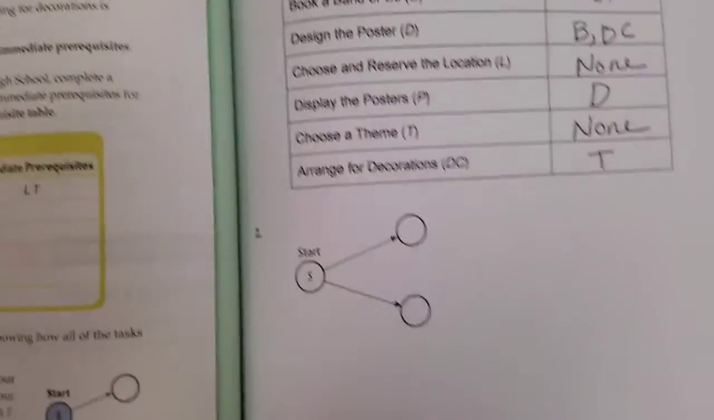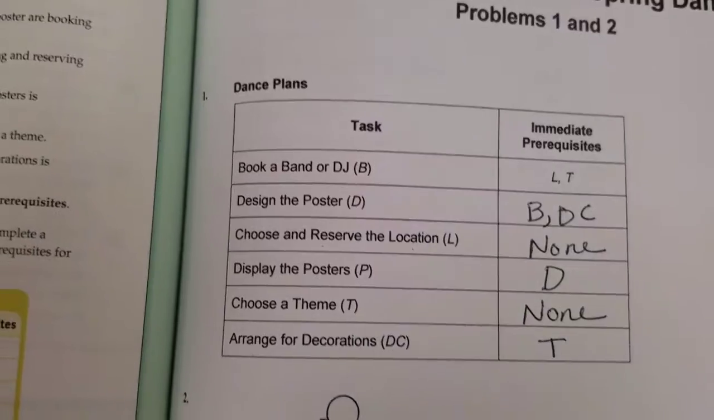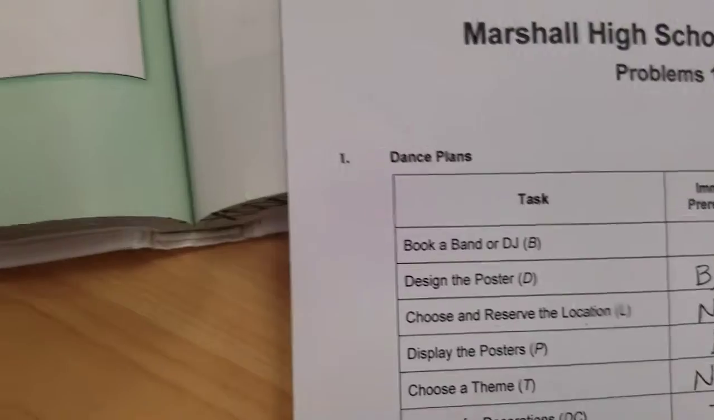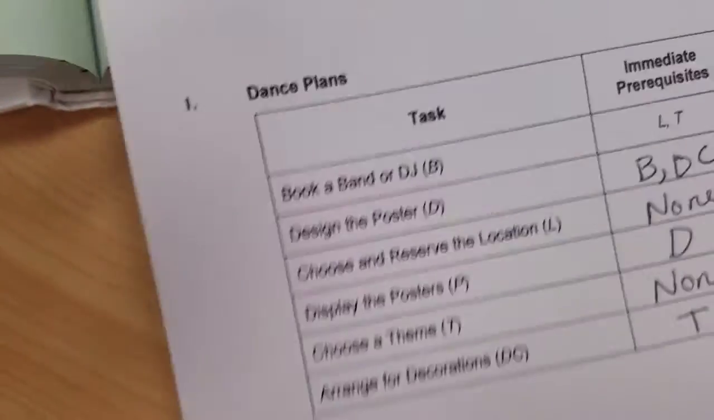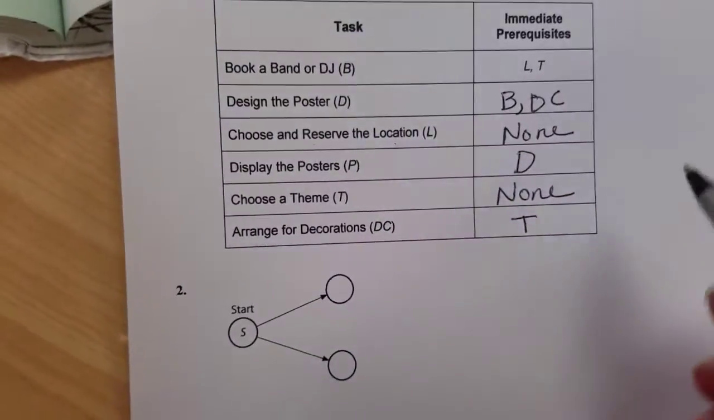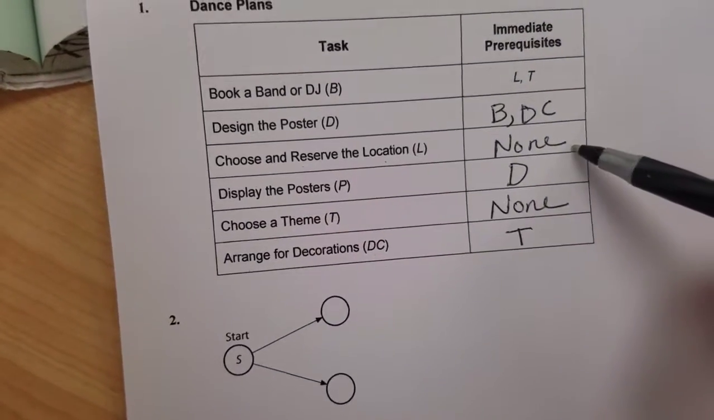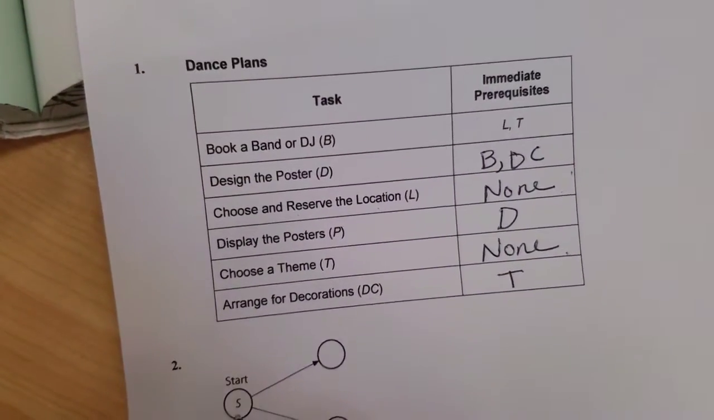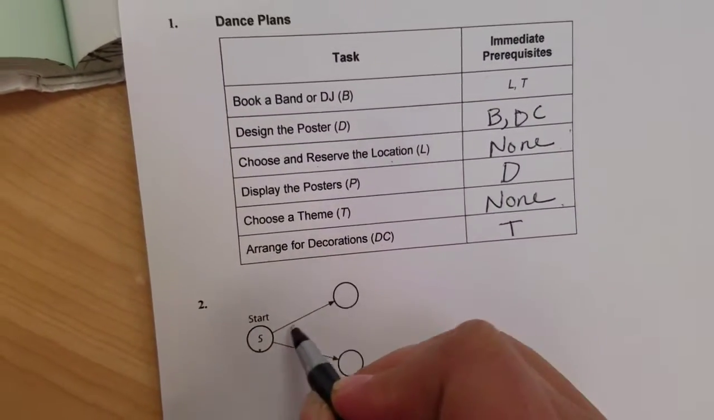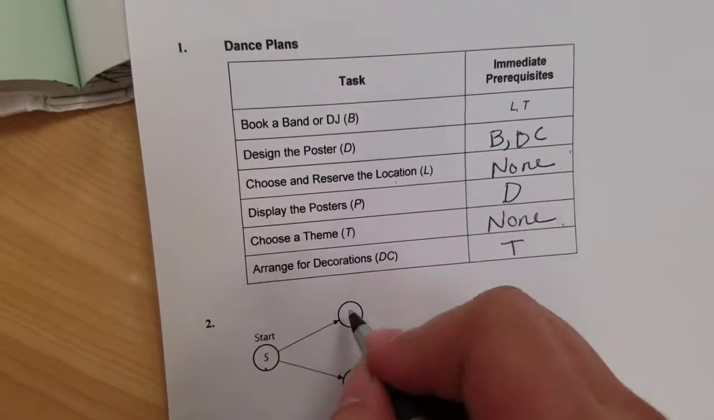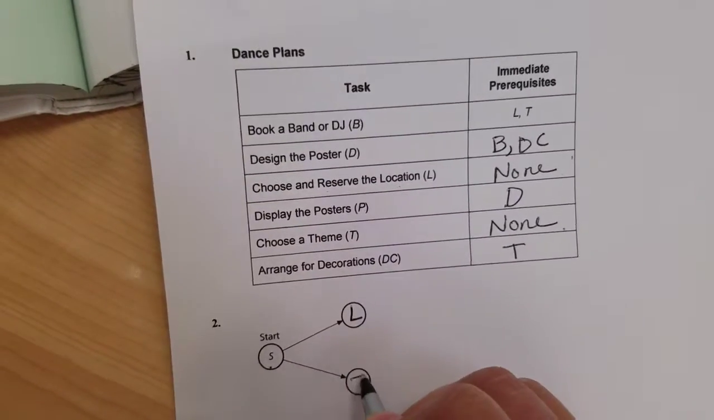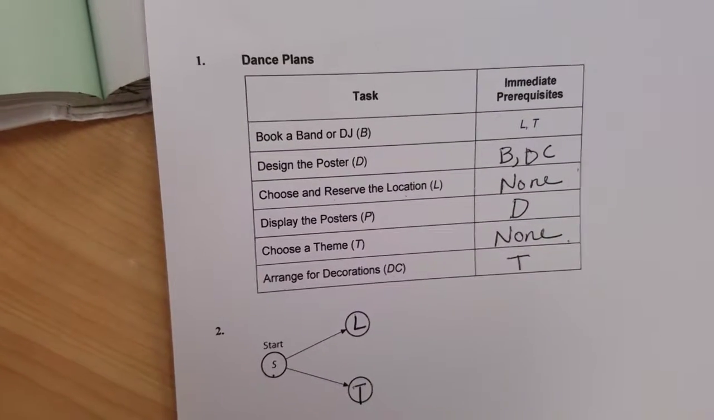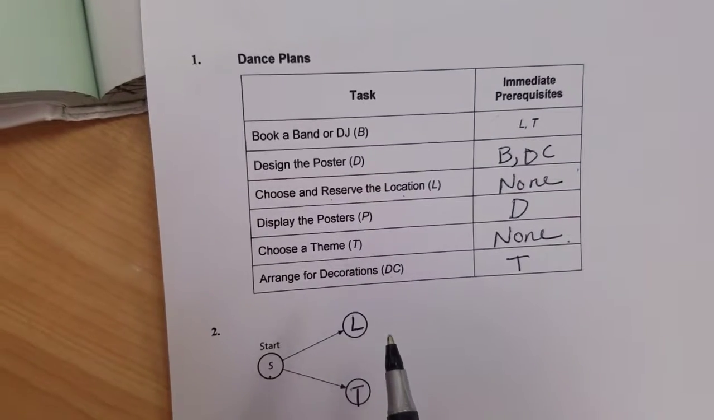As you can see, once we have that prerequisite table, we can go ahead and start creating our digraph. Grab this and put it on a flat surface. Looking at this table, you can see that there are two tasks that require no prerequisite. So at the start, we can branch off into two different tasks, which are L and T, the location and theme. After you're done with that, you can see the prerequisites.